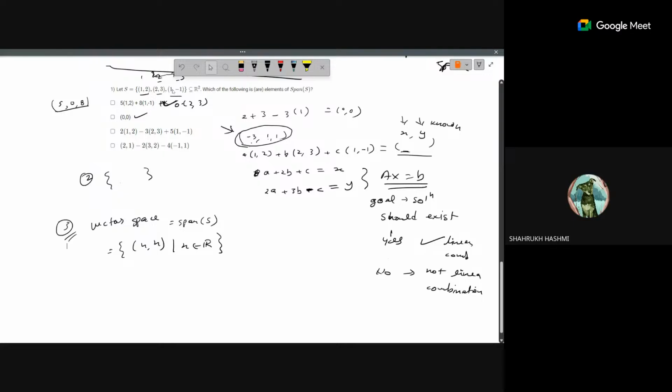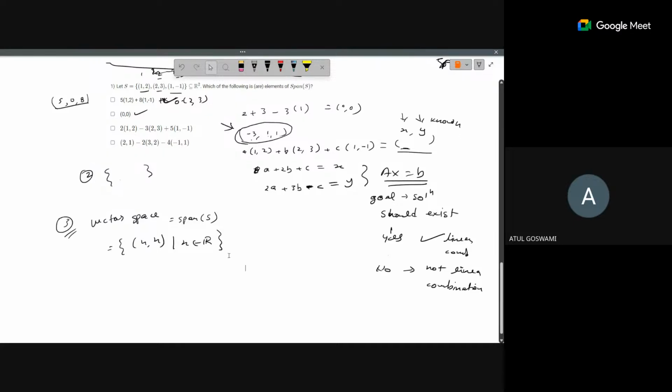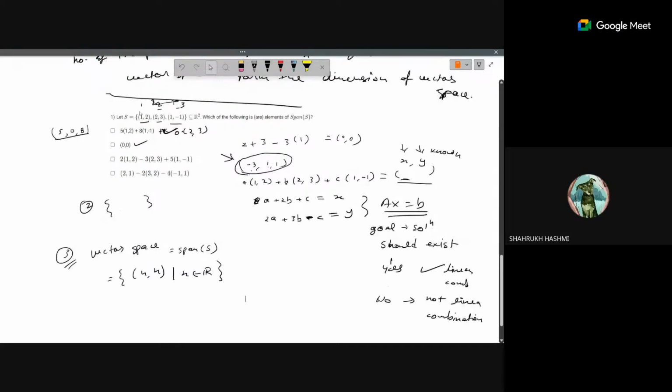Like you have taken this x comma x, where x is a real number, you are talking about this. But I just took it as an example, not for this question. The vector space for this question will be something different, right? So how to find the vector space, I mean, how to find the spanning space?